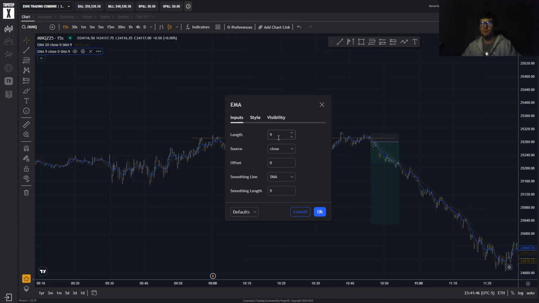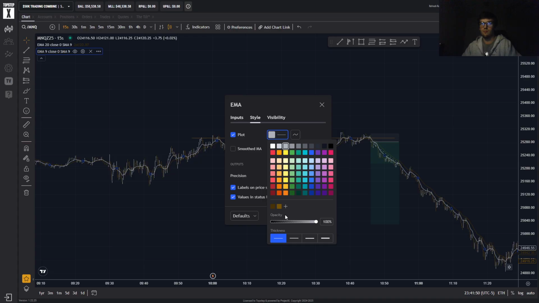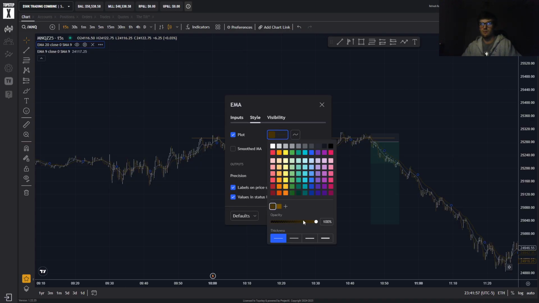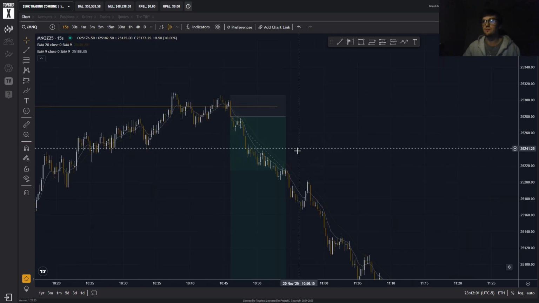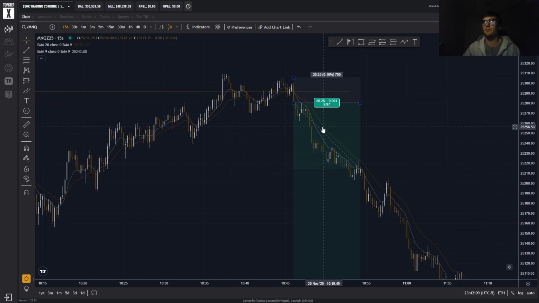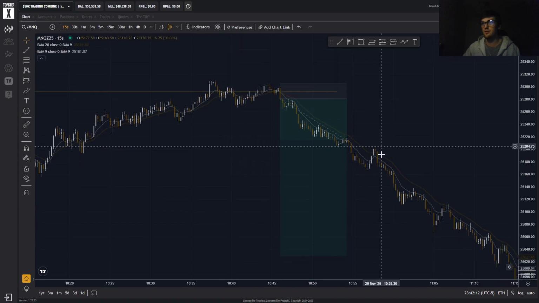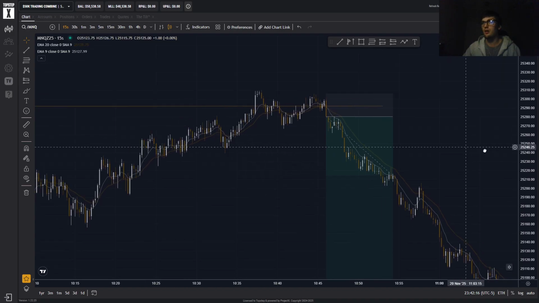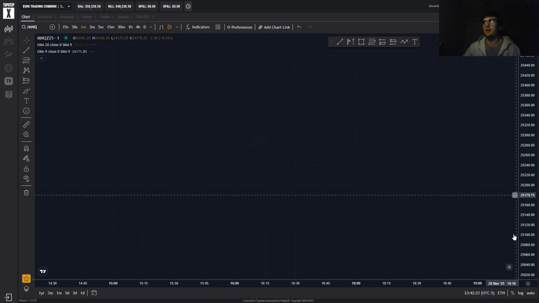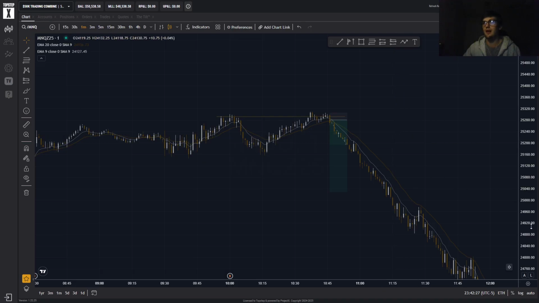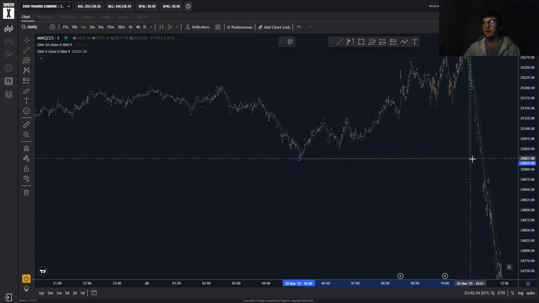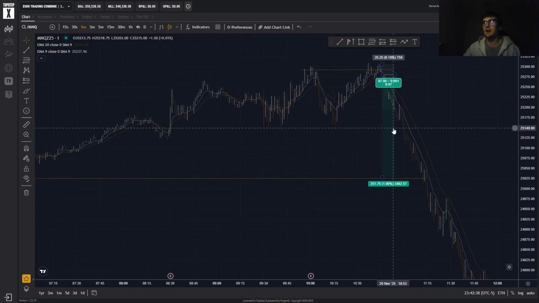Sorry guys, but as you can see, we did not close above that 20 EMA. So let's say we would have placed the trade on the 15-second just for entry basis, and then we did not close above that 20 EMA on the 1-minute chart. If I would have just aimed for this big swing low right here, that would have been a 251 point move.